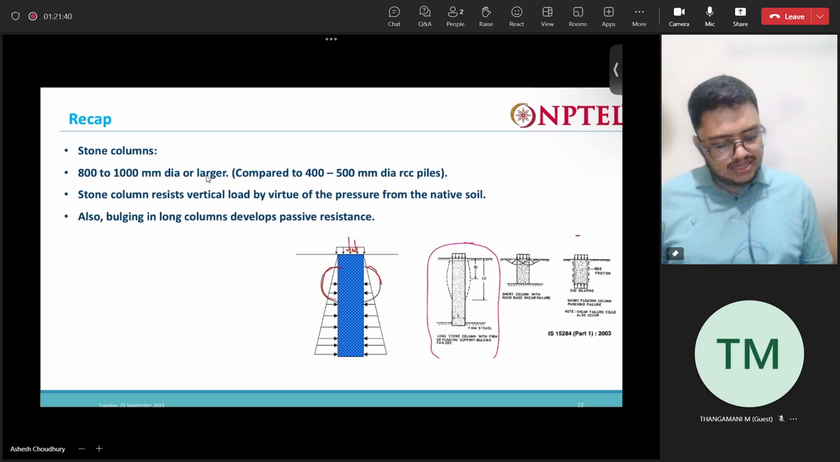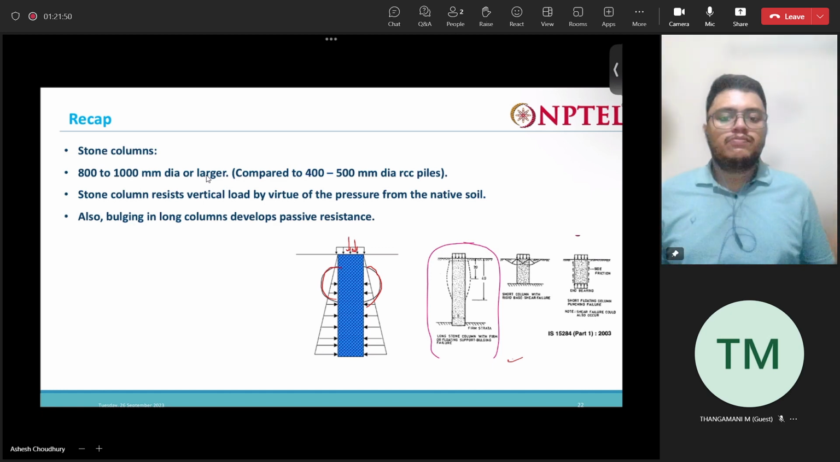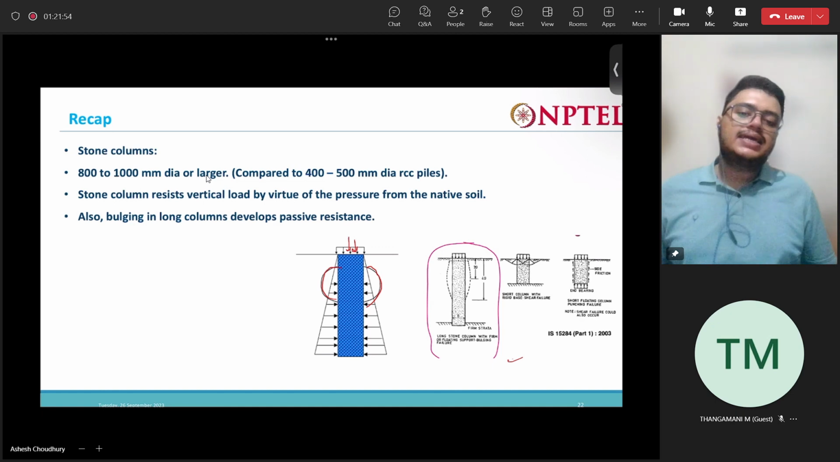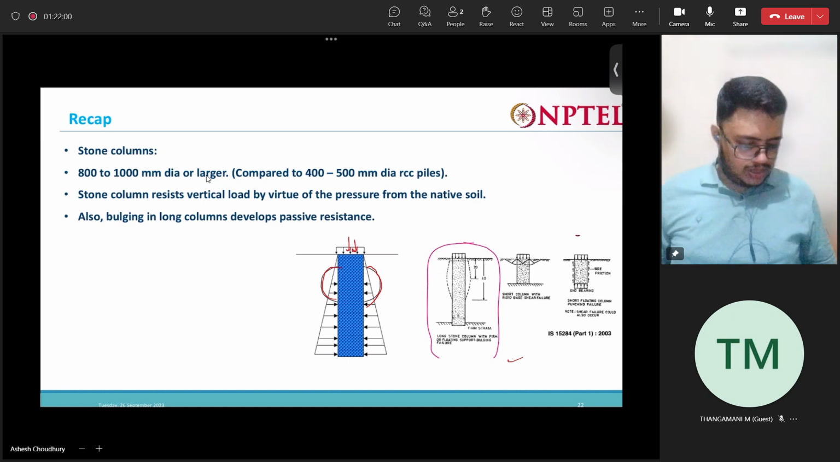All right. So here you can see three types of failure modes of stone column. First is the bulging failure. If we have a long stone column whose length is more than 4 times the diameter, in that case there is a tendency of bulging. So in that case this bulging phenomenon occurs.